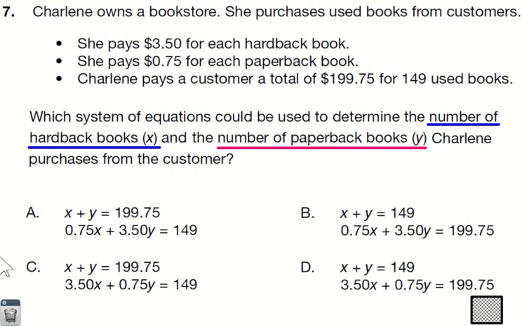All right, now that's halfway, half of them done. 6 down, 6 to go. Number 7. Charlene owns a bookstore.